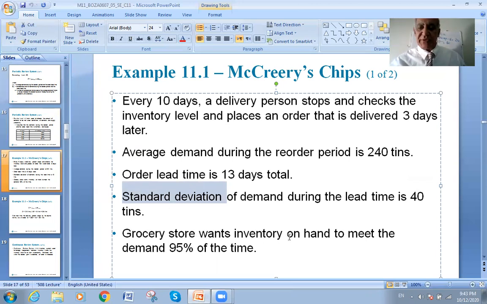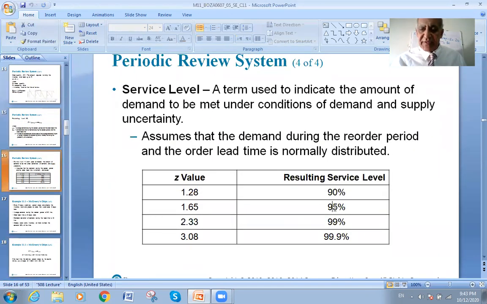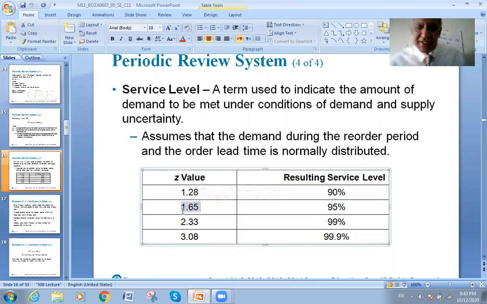The grocery store wants inventory on hand to meet a demand of 95%. Then the Z value of 95%: I have to go to the table and see what 95% is in front of. It is in front of 1.65. So the tabulation equals 1.65. Those are the data which I will take from this example.